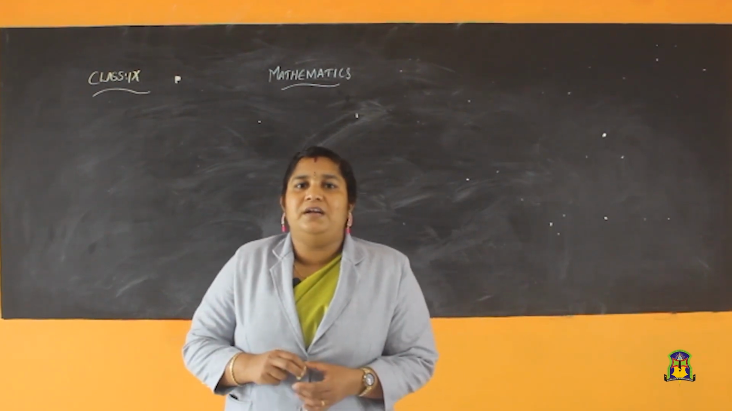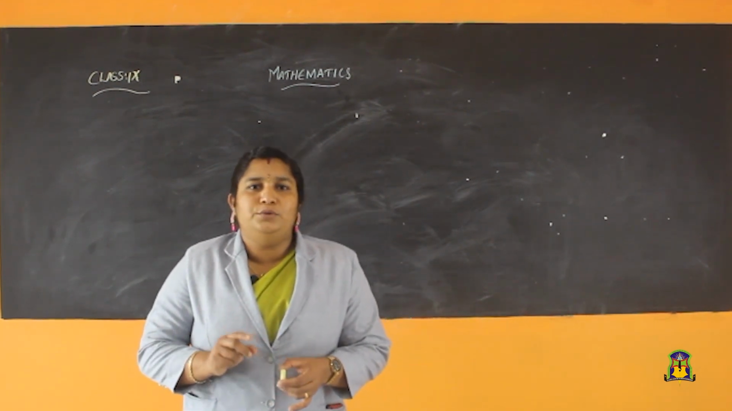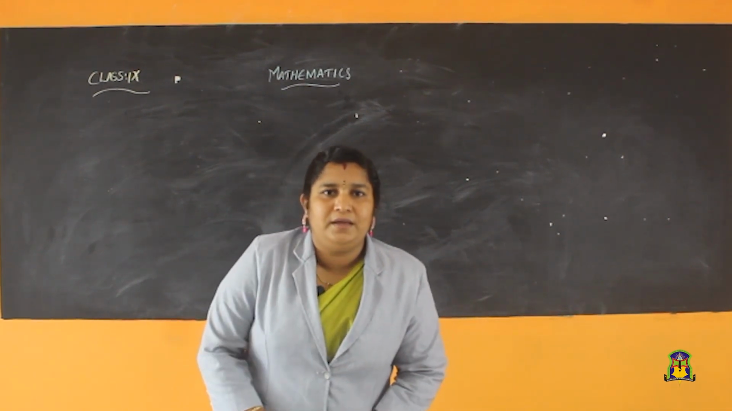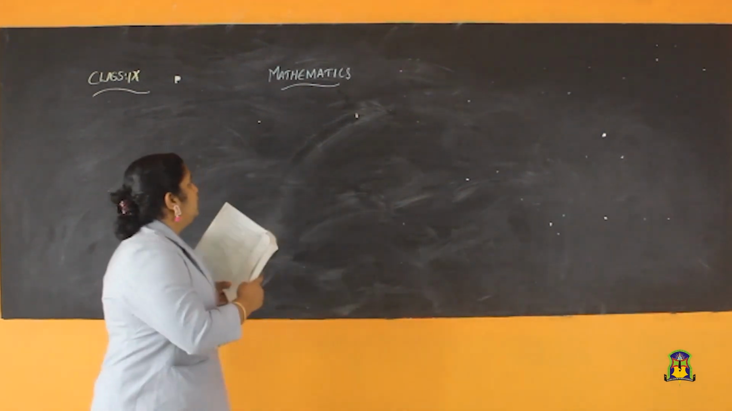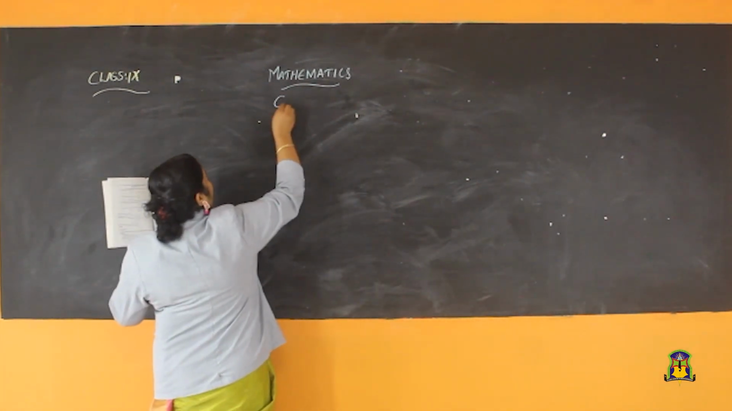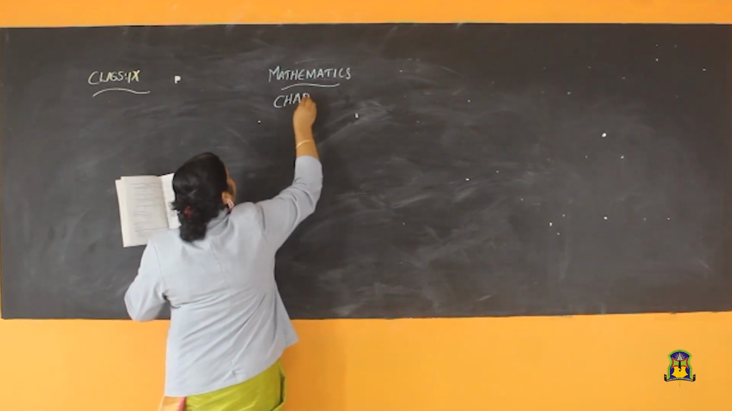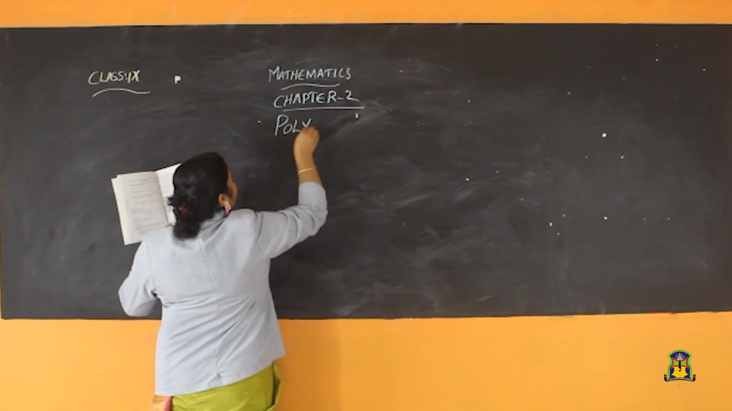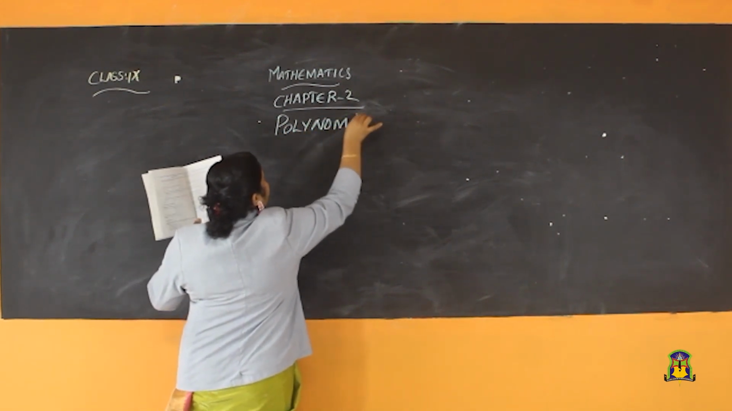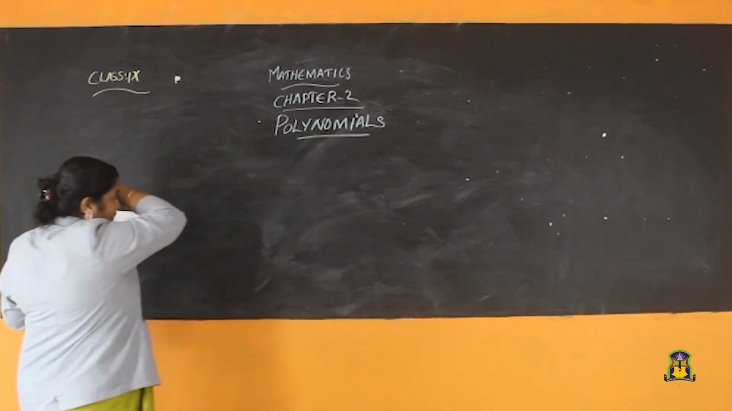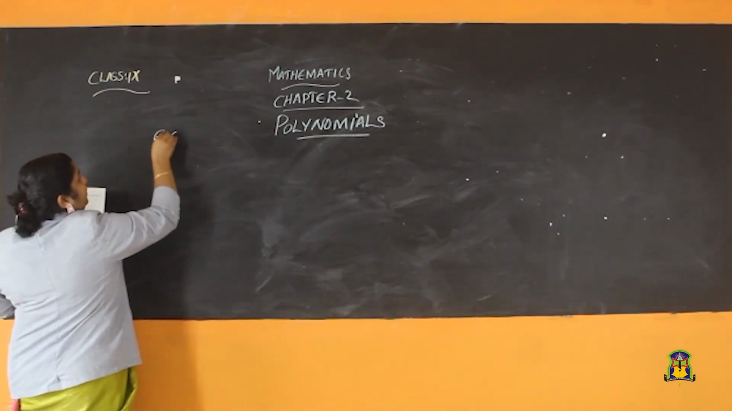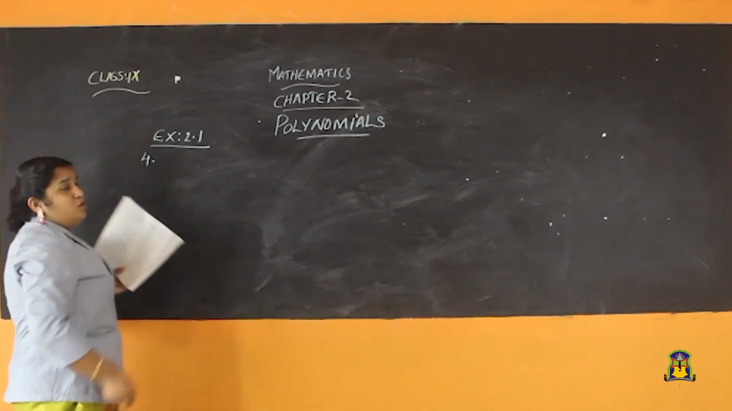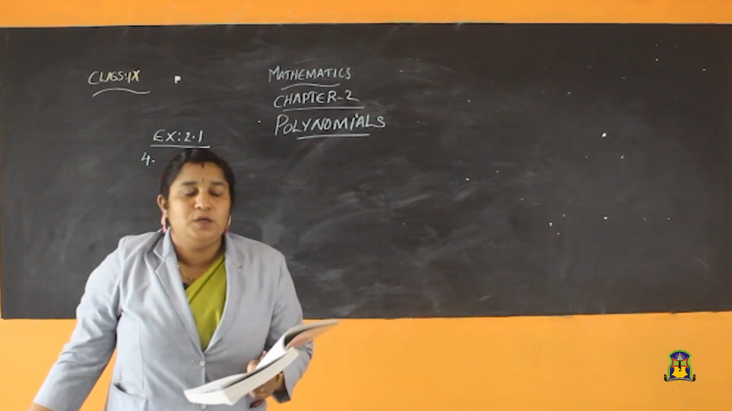So yesterday we completed exercise 2.1, questions 1, 2, 3. Today I am going to do 3, 4 and 5, okay? Shall I write the question over there? So see, exercise 2.1, I am going to do the 4th question. What is the 4th question? Shall I read the question?